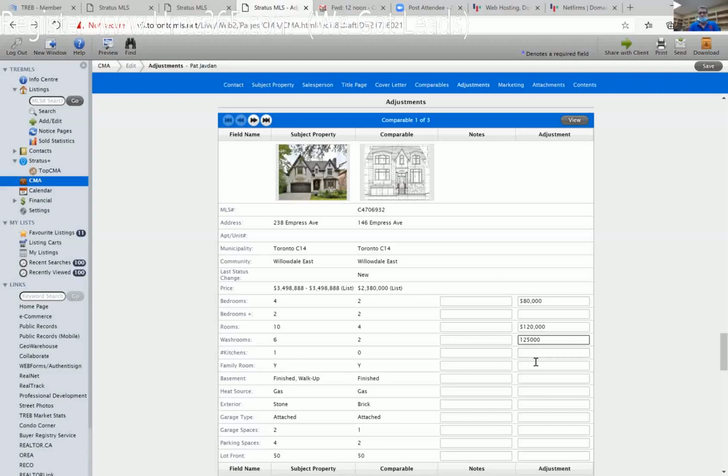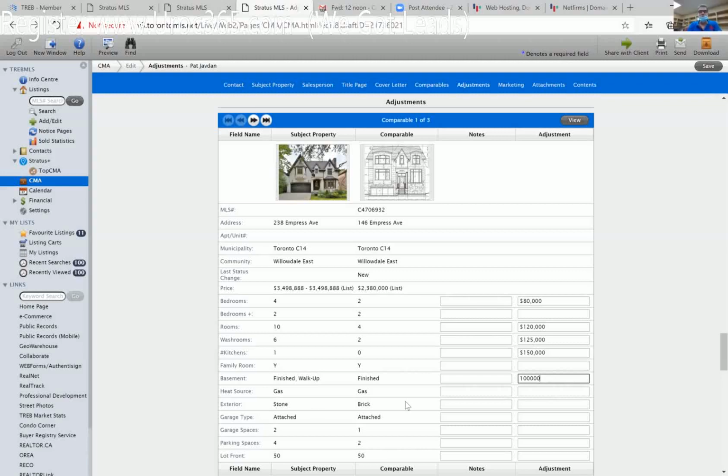Kitchen 0-1. At least the kitchen in this property, if you go inside the property, more than 150,000 with good appliances, especially custom appliances, 150,000. Family room, yes. Finished walk-up. The comparable has a finished basement, and the walk-up is nothing. Comparing to the subject property that's finished walk-up, at least 100,000.